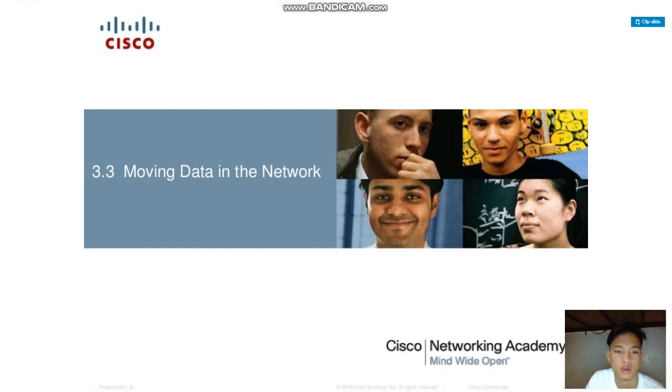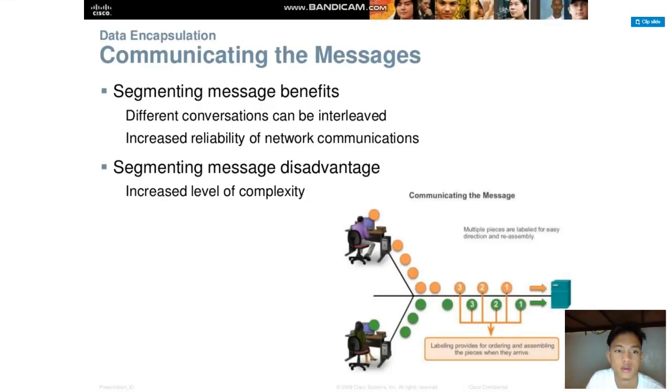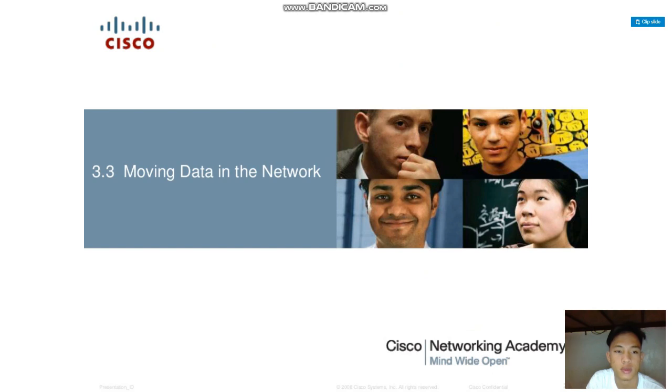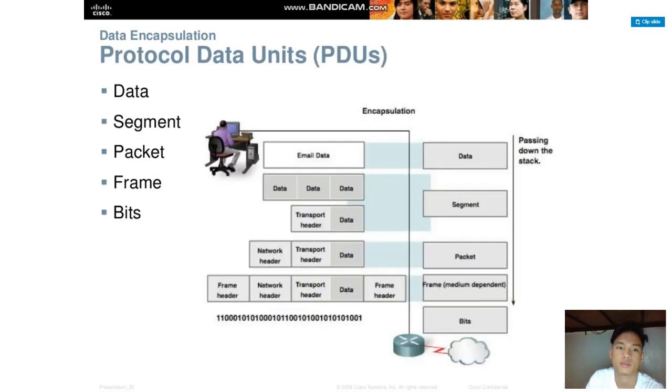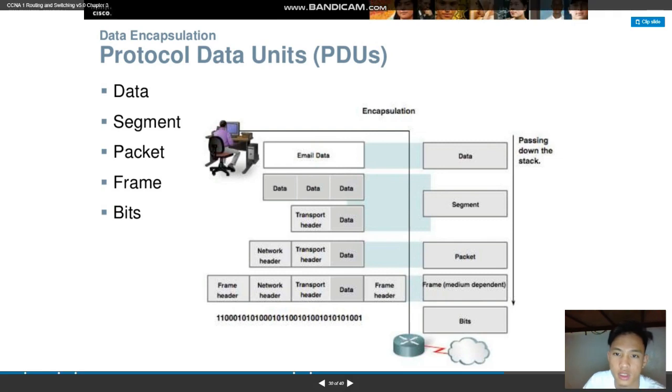Moving data in the network. So we are already in chapter 3.3, segmenting the message. Segmenting message benefits: different conversations can be interleaved, and it increases reliability of network communication. Segmenting message disadvantage: increased level of complexity. The protocol data units: data, segment, packet, frame, and bits. So this is the illustration.